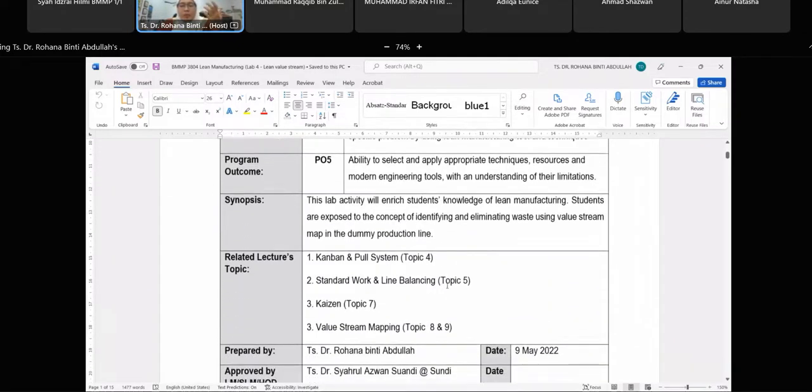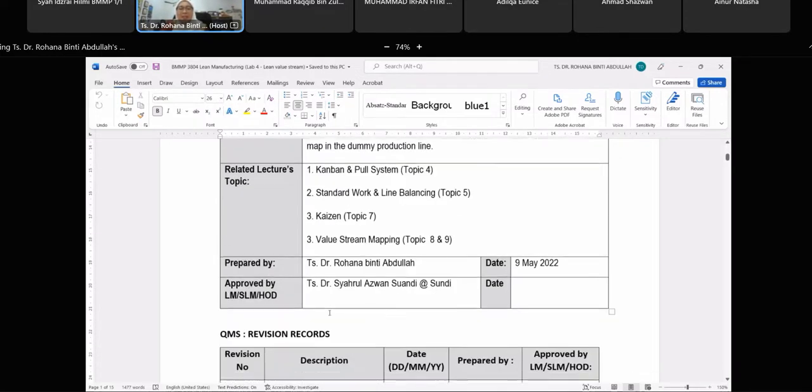So you should be able to apply all the knowledge that you have learned so far in this subject and combine all this knowledge and apply it in this value stream map. It's very versatile in that way, right? With VSM, you should be able to apply your other knowledge that you have learned in this one particular lab, right? So that is why the lecture topics include Kanban and pull system, standard work and line balancing, Kaizen, you see? You can do that with this particular lab.